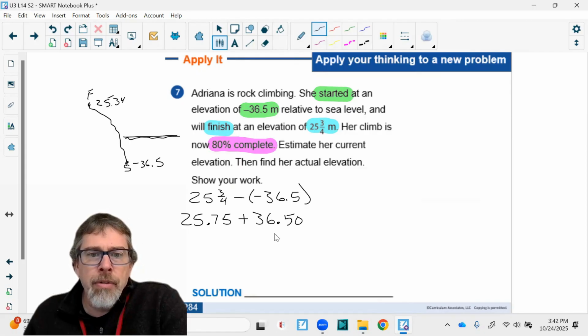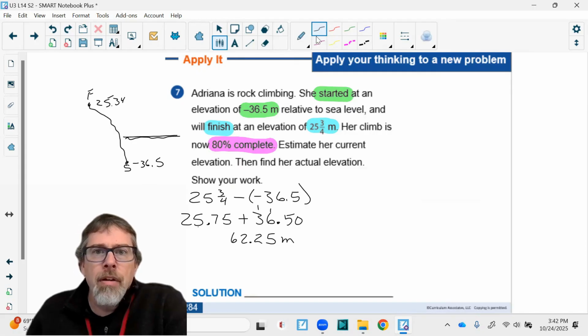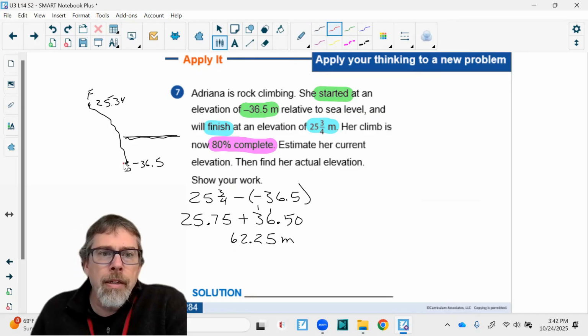5 plus 0 is 5. 7 plus 5 is 12. Carry the 1. 5 plus 6 is 11, plus 1 is 12. Carry the 1. 2 plus 3 is 5, plus 1 is 6. 2 decimal places. So the distance is 62.25 meters from here all the way to there.